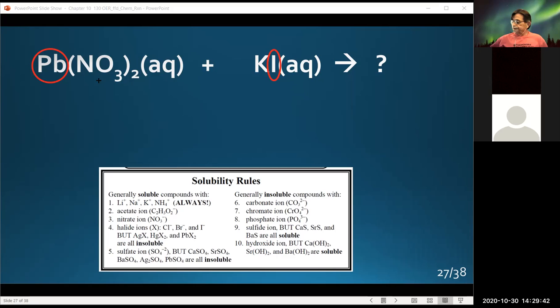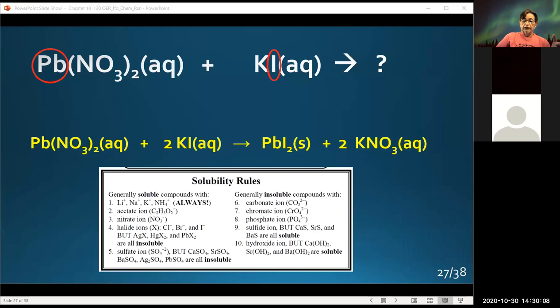Is it going to be +2? Got it. Because we know that the nitrates are all -1, and there's 2 of them. So we're using lead(II) nitrate. That tells you that I'm going to need 2 iodides, because we know that each iodide has a -1. So the formula for the lead iodide would be PbI2. And we know it's solid because of the solubility rules.